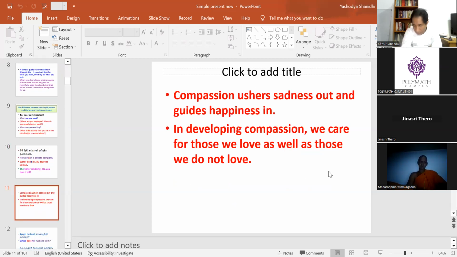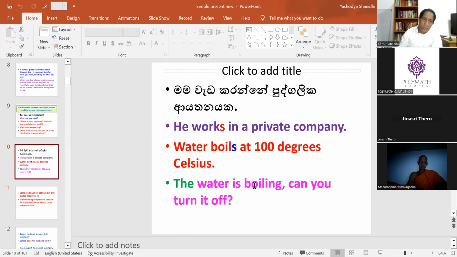Yes. The water, what does it mean? That means you want to make some tea, right? You get some water into a jug and you put it on the cooker. You plug in a heater. Right there, you are talking about a specific water that you plug in for making tea.